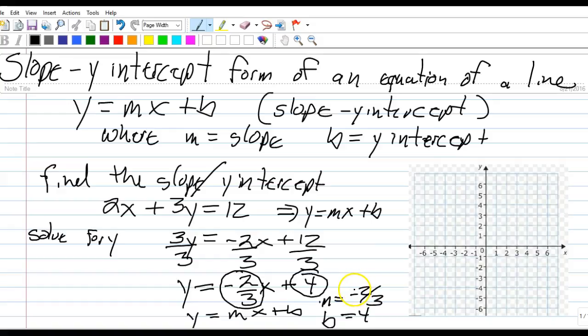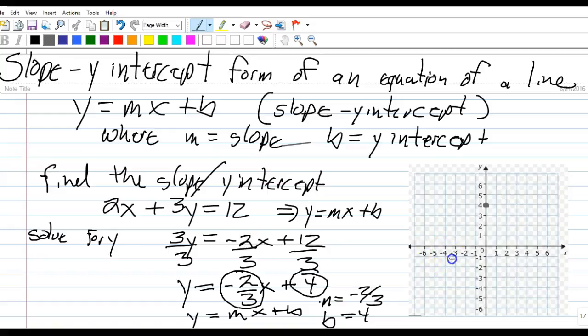Now that also gives me another way in which I can graph this particular equation. I know the y-intercept. The y-intercept here is 4. So that means that the graph of this particular function crosses the y-axis at (0, 4). So I know that (0, 4) is a point on the line.